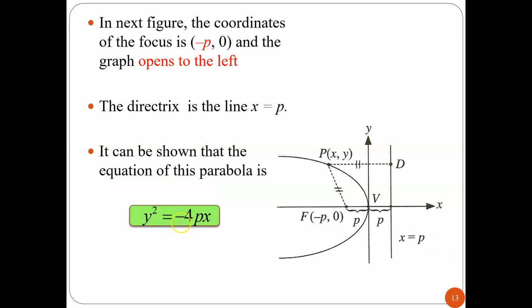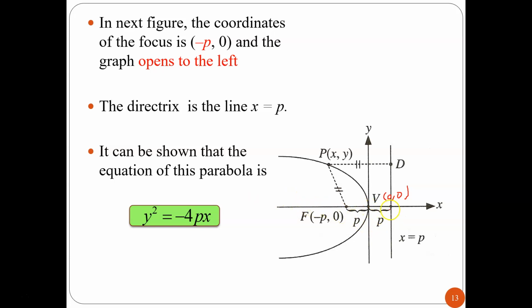There is a negative sign. The 4 is fixed there. Why negative? Sorry, because the p is negative, it opens to the left. Same case as before, but this one opens to the left. And your vertex is still 0, 0. It's just that the movement is to the left.